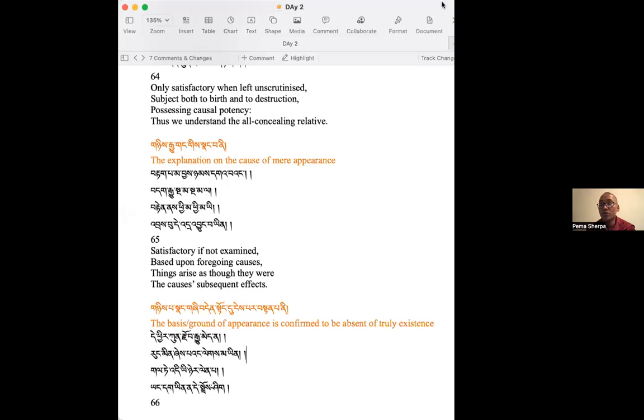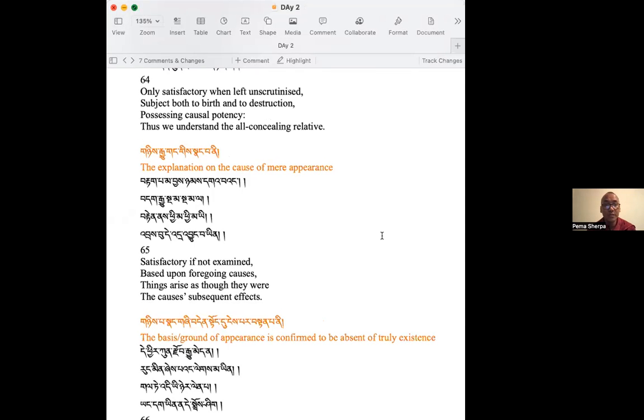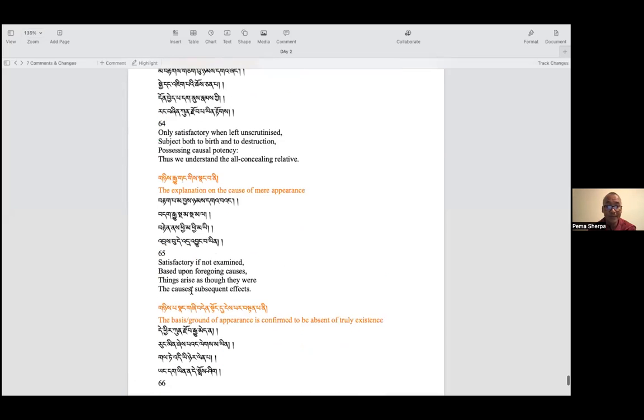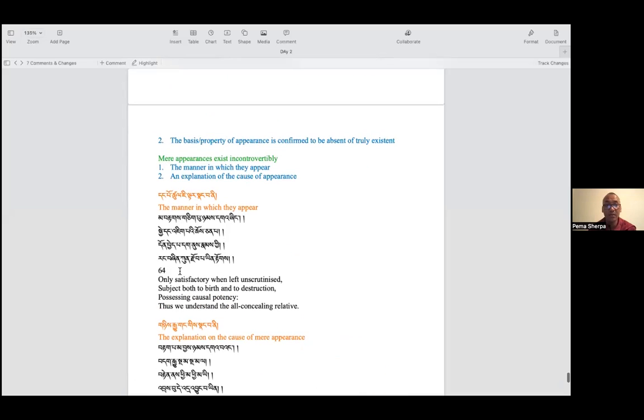Okay, so let's go through the text again. As I mentioned, we will do only three stanzas today: 64, 65, and 66. Last time we talked about the different ways Buddhapalita, Shantarakshita, and Chandrakirti define and explain the relative truth, right?